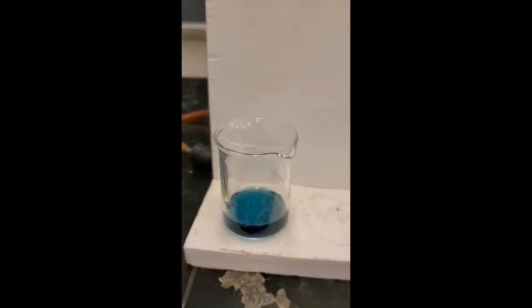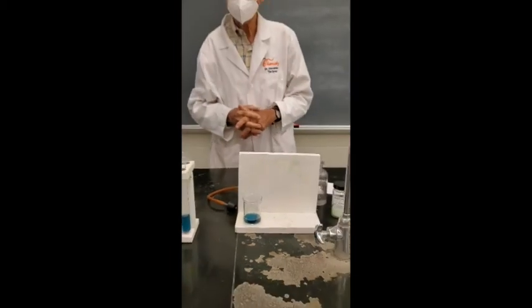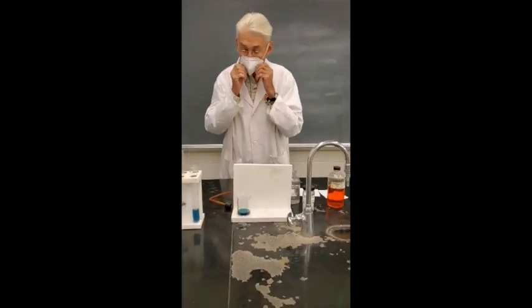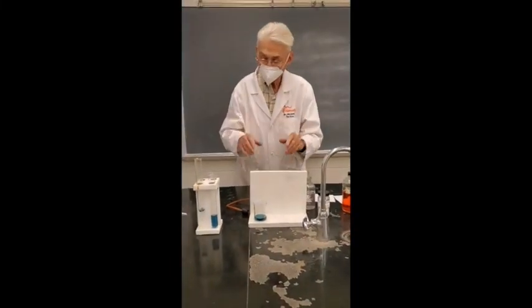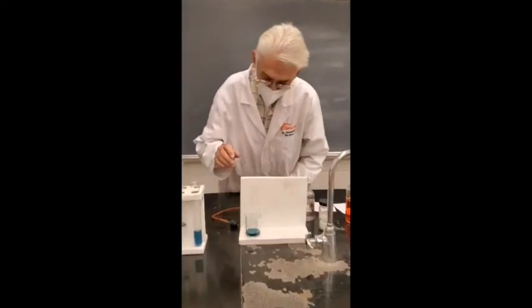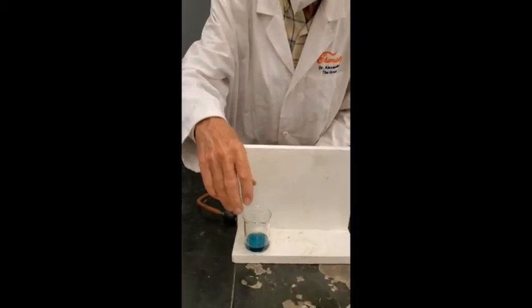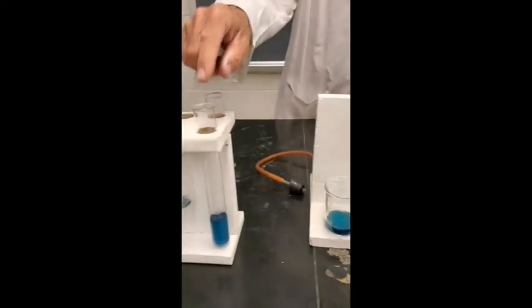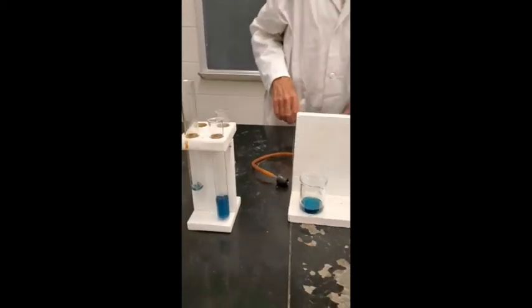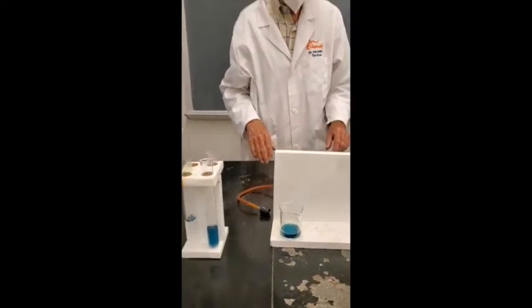So chromium-2 is a good reducing agent. Chromium-6, a good oxidizing agent. Chromium-3 is in between the two. So the chromium-2 was oxidized to chromium-3, and the other one was reduced from chromium-6 to chromium-3. And that's a good place to quit, don't you think?